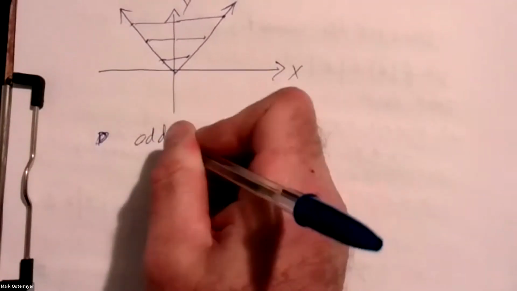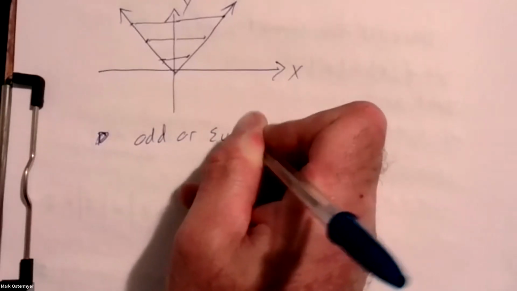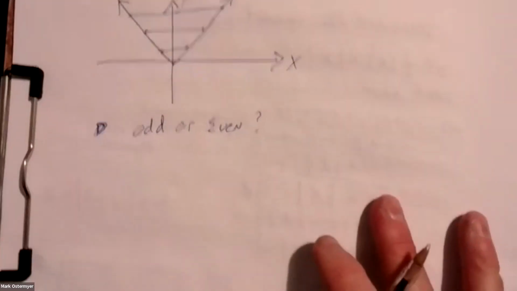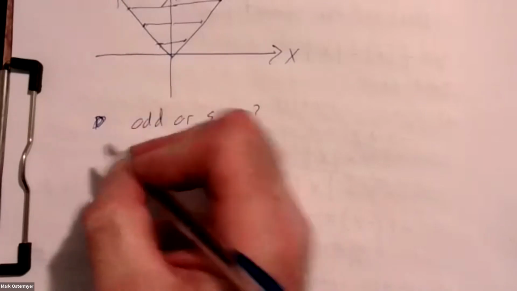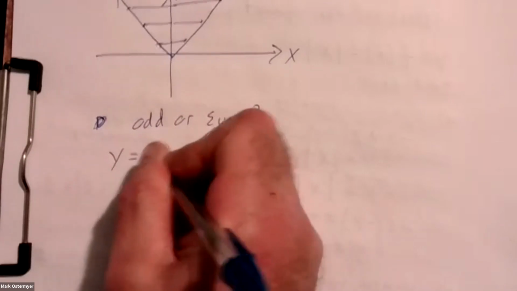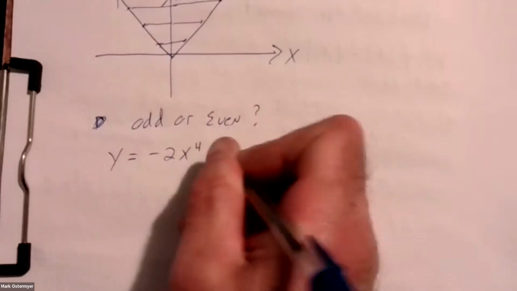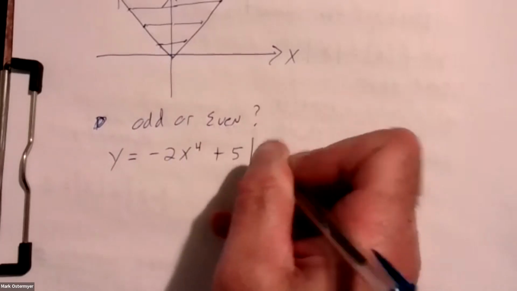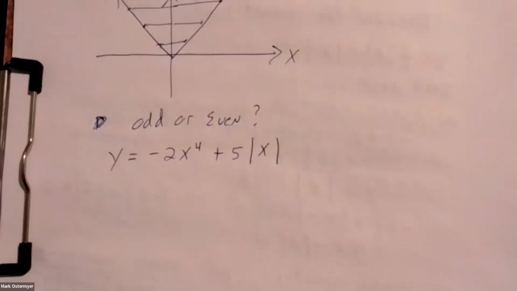All right, so odd or even. Let me give you a function to work with, and let's try to determine if it's odd or even here. Suppose I have y is equal to negative 2x to the fourth plus 5 times the absolute value of x. Let's see if this function is odd or even.